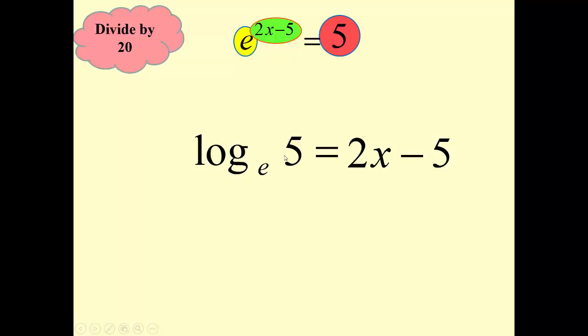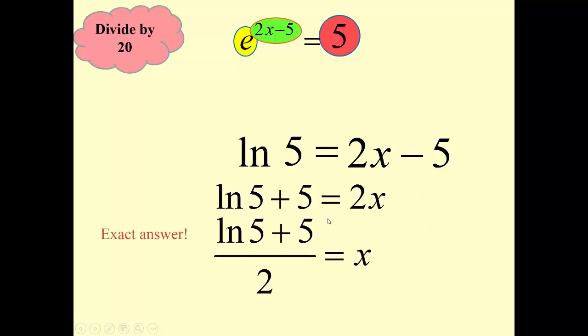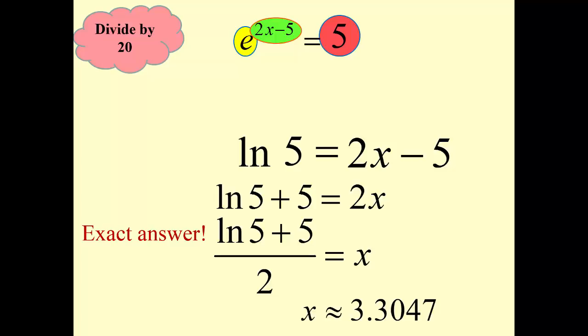We do the ln of 5 on our calculator. Finish solving, add 5 to both sides, and divide by 2. And again, we can type that in our calculator if we need a decimal answer.